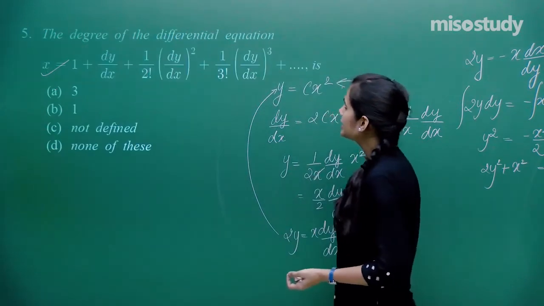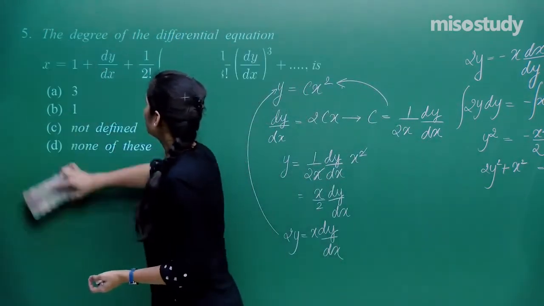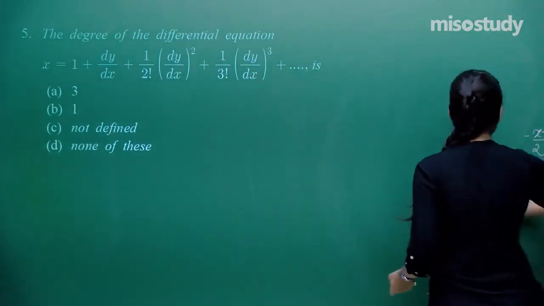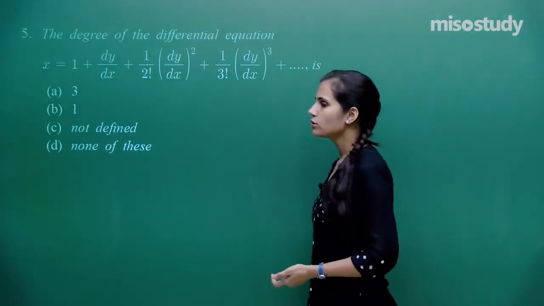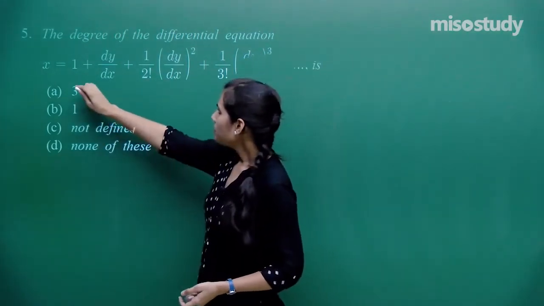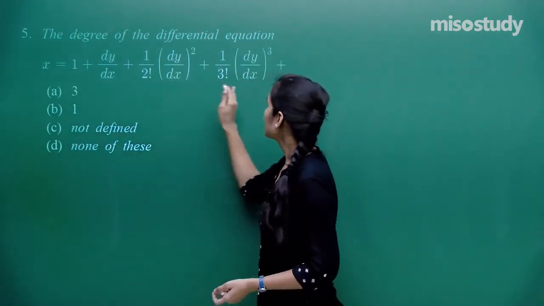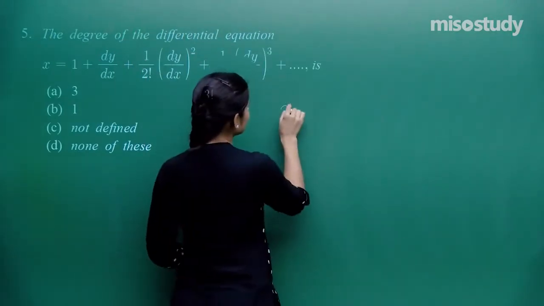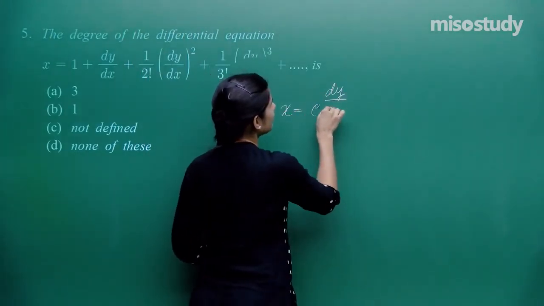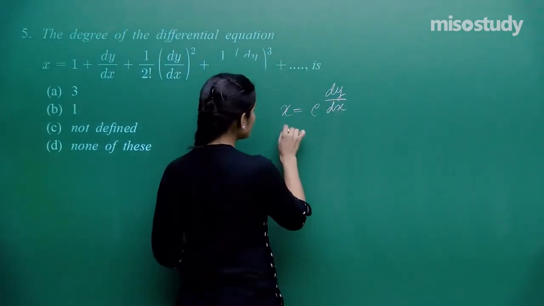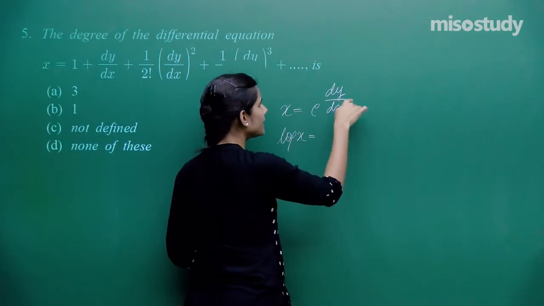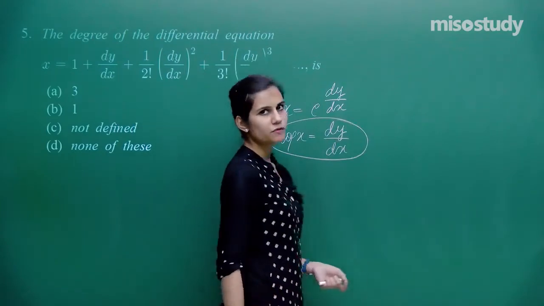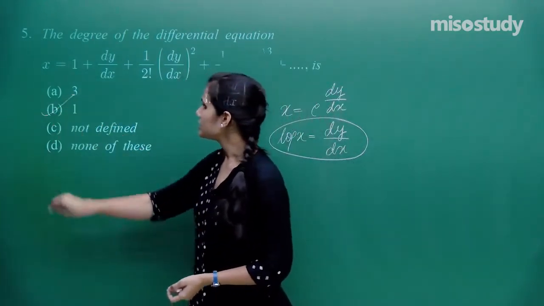Next question says the degree of this differential equation is what? Now see, in a bit complex form this particular differential equation is given to you, but this differential equation is actually representing the series e to the power x. E to the power x is 1 plus x square by 2 factorial plus x cube by 3 factorial and so on. In place of x there is dy by dx, and therefore I can write this as x equals e to the power dy by dx. Taking log both sides, I get log x equals log of e to the power dy by dx, which is just this. And clearly you can see this is a differential equation of degree 1, and therefore answer is this.